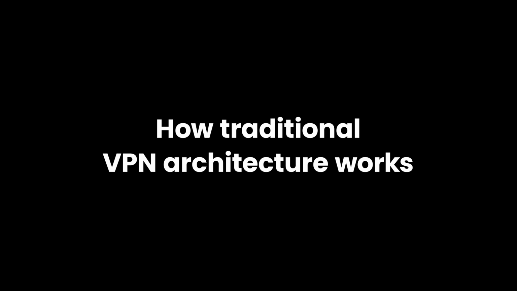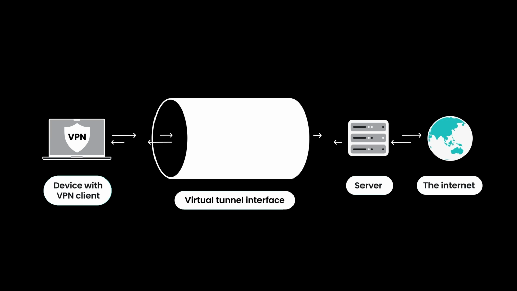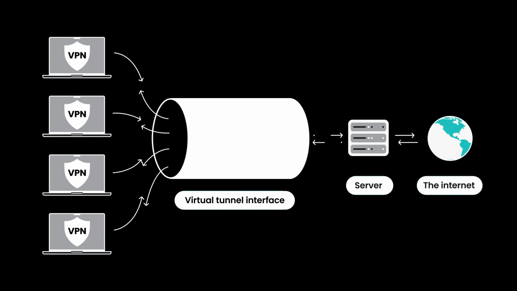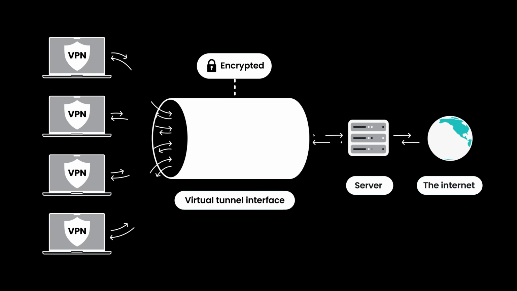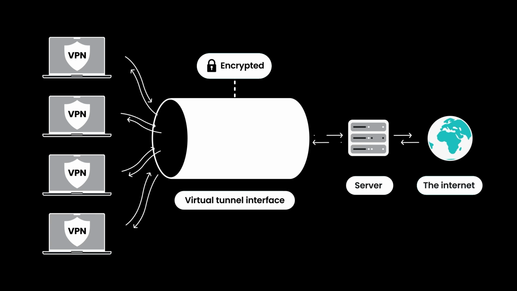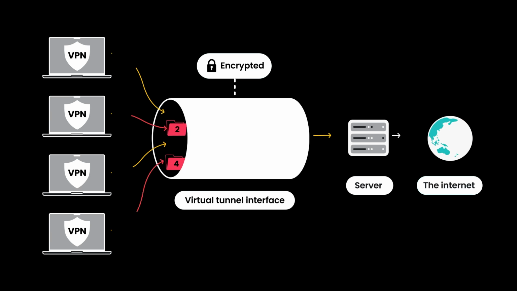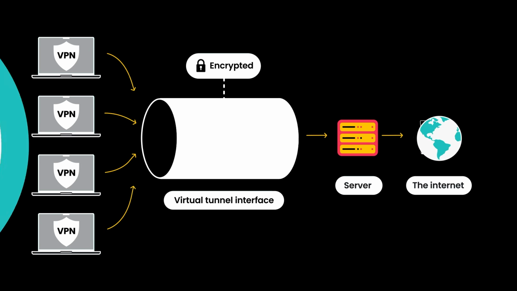How traditional VPN architecture works. Let's start with the baseline. Most commercial VPN implementations rely on a virtual tunnel interface model. In simple terms, all user traffic is routed through a virtual tunnel interface. Within that shared interface, encrypted traffic for multiple users is handled together before being routed to its destination. This model works, and it works well. But at the consumer scale, it introduces some trade-offs: shared tunnel interfaces, packet scheduling overhead, cross-traffic processing, resource contention, and encryption layers optimized for compatibility rather than speed.